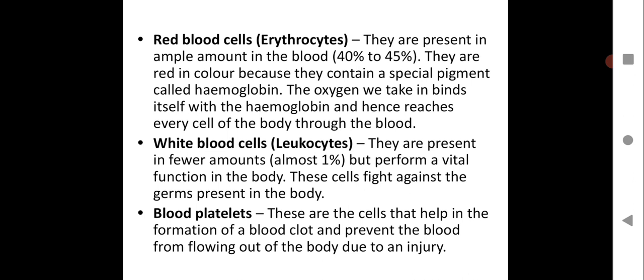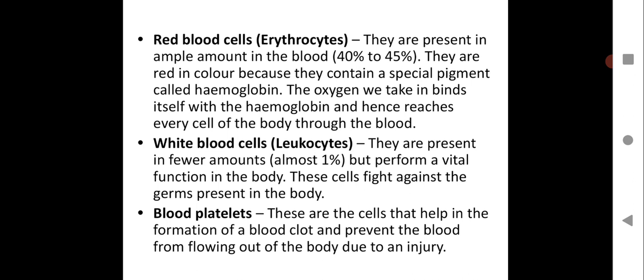Blood platelets are the cells that help in the formation of blood clots. That is extremely important, as you learned in the previous session when we talked about the functions of blood. Blood clotting is important because if you have a minor cut or injury, all the blood would be lost from your body and it may lead to death. So blood has to clot, to thicken at the point of injury so that blood is not lost. Blood platelets do this very important role, and they prevent the blood from flowing out of the body due to an injury.